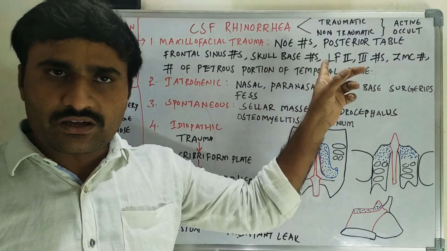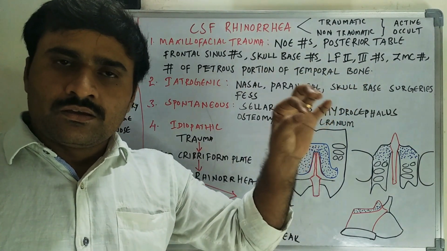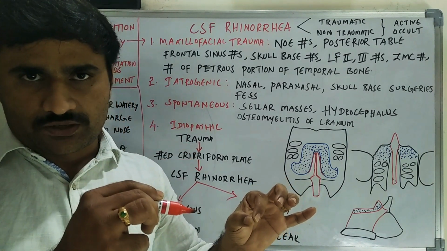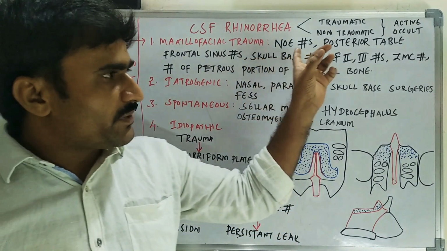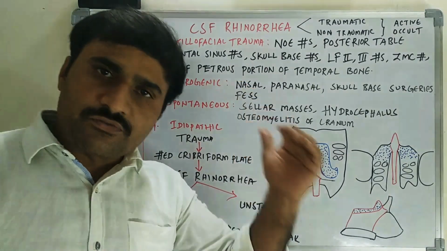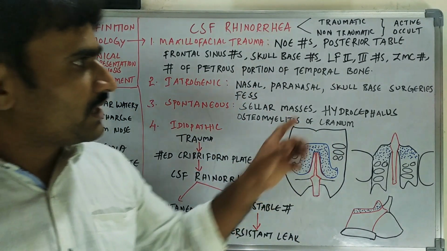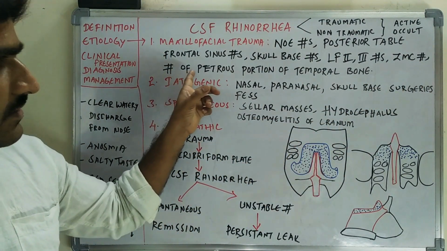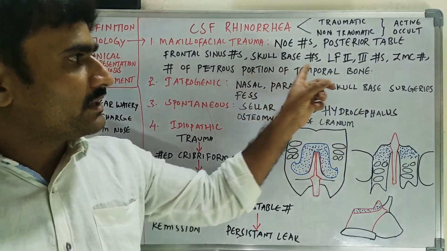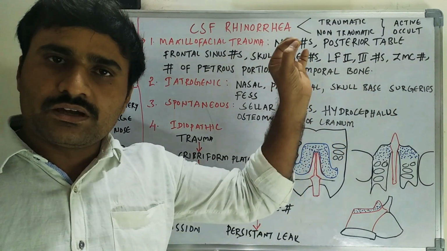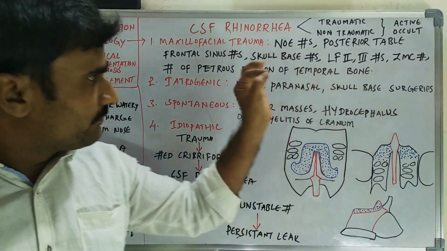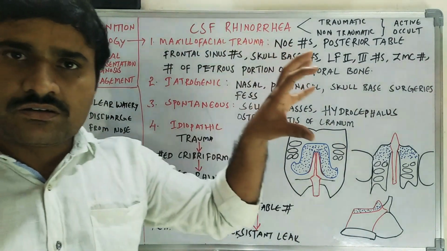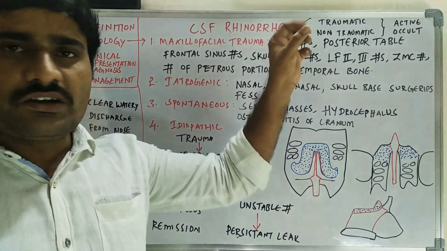Then skull base fractures, where you can see Battle sign, that is ecchymosis in the mastoid process region, right? In skull base fractures you can see CSF rhinorrhea or CSF otorrhea also. Le Fort 2 and 3 fractures, ZMC fractures, and fractures of the petrous part of the temporal bone will lead to CSF otorrhea. So these are the fractures which are highly associated with CSF rhinorrhea.